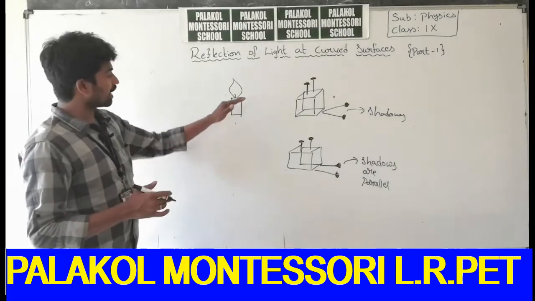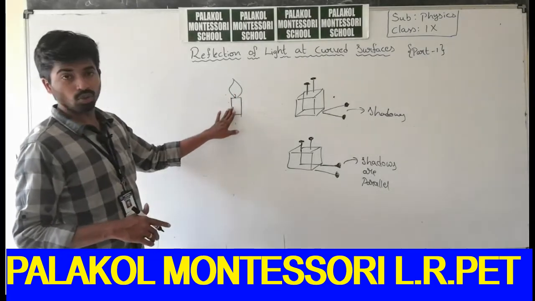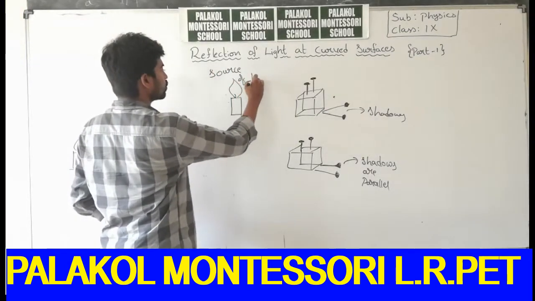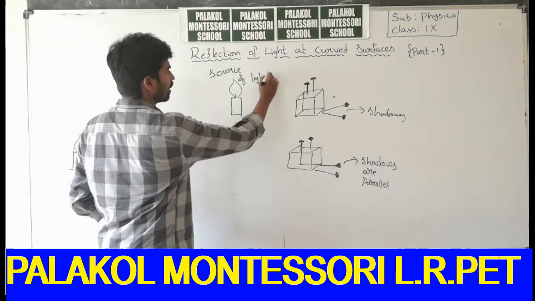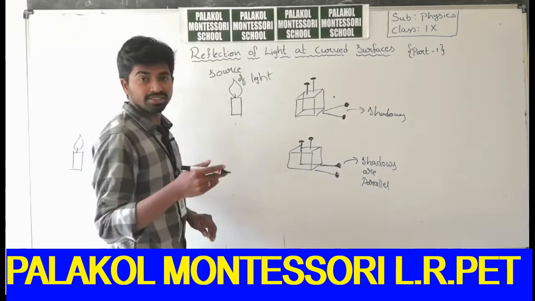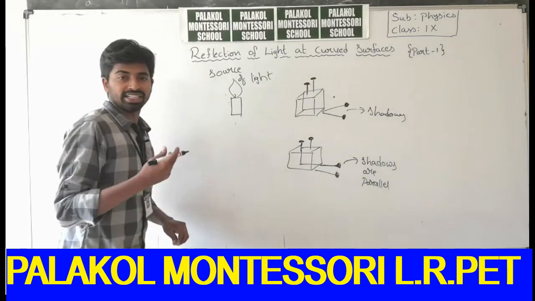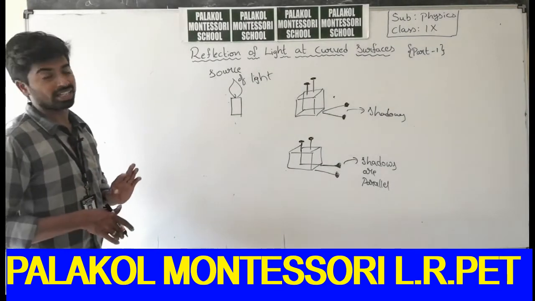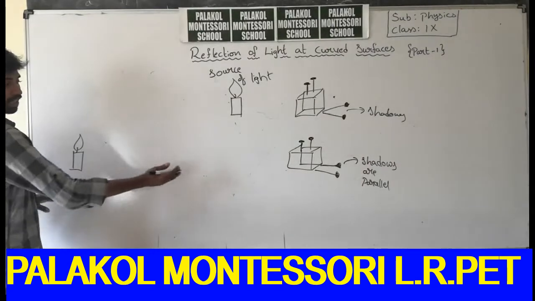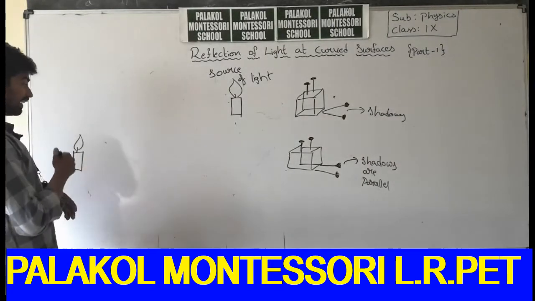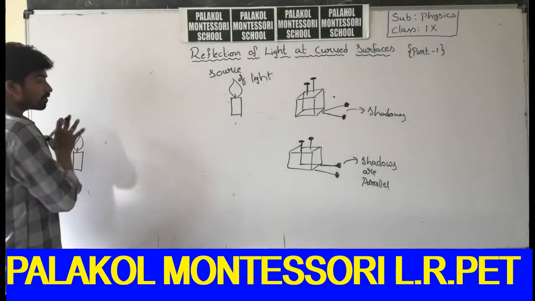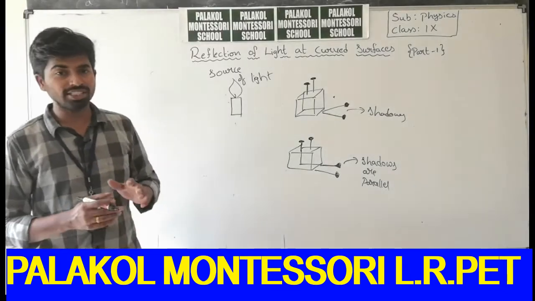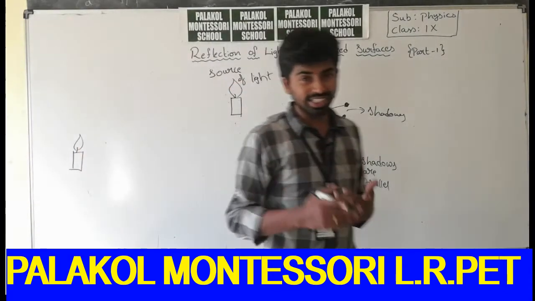The candle is the source of light. When the source of light is near, the light rays are not parallel. When the source is at a large distance, the light rays coming from this source will be considered parallel light rays. For example, the sun: is it near to us?